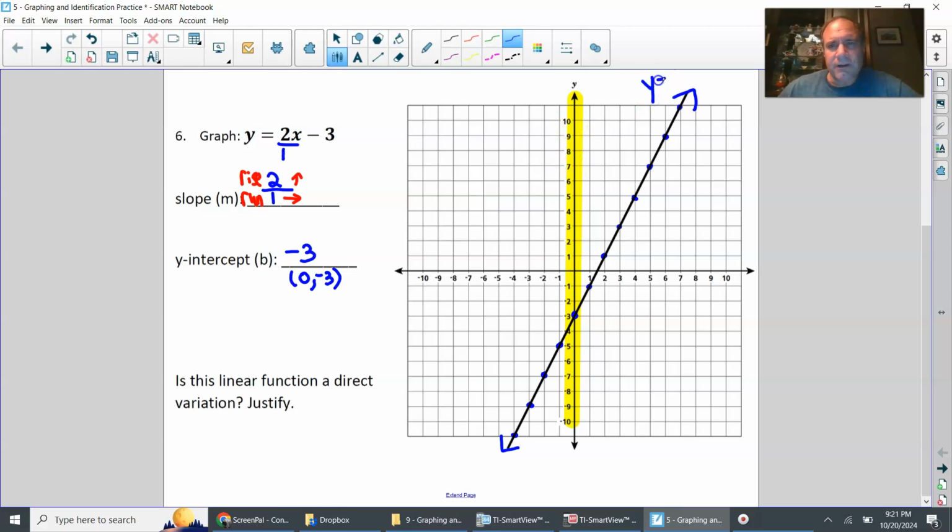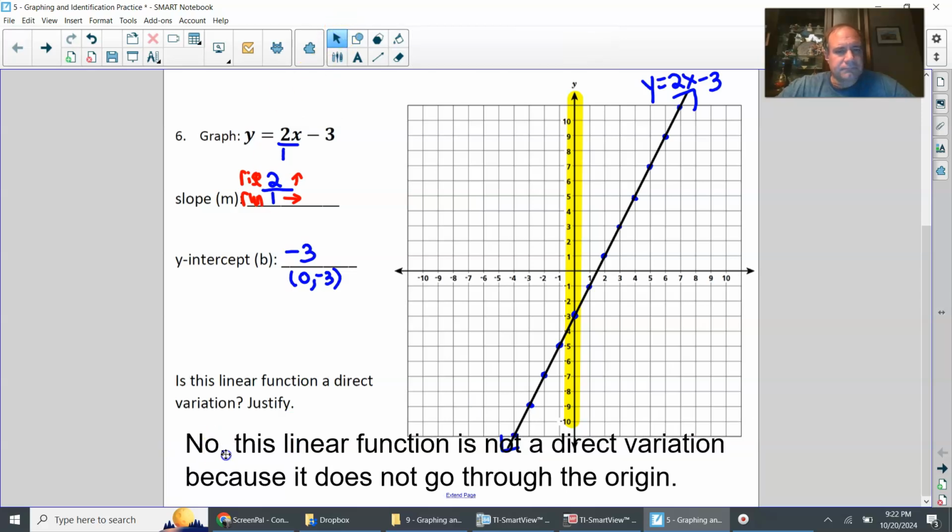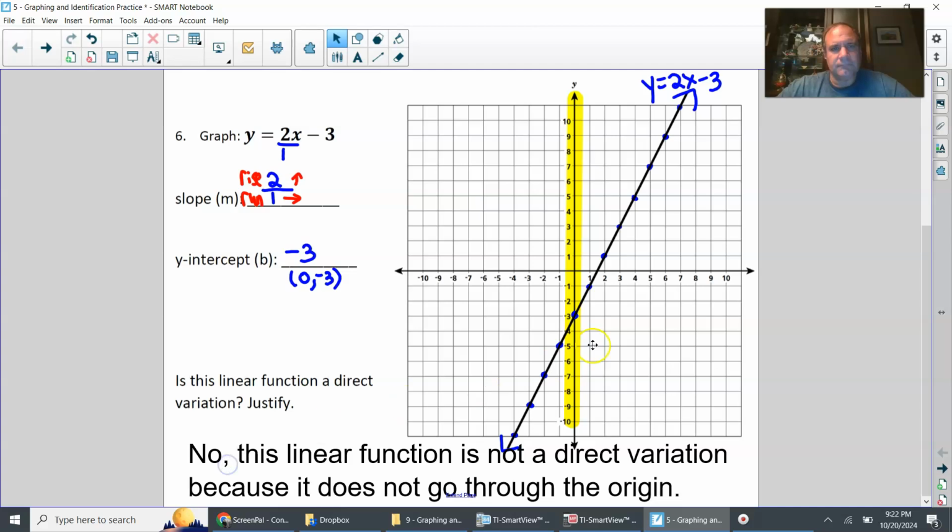Remember to put your equation y equals 2x minus 3 by either the top or the bottom of the graph. This way you keep it off the graph. And this asks you, is this a direct variation? No, it is not a direct variation because it does not go through the origin. And that is how you justify it. And that's how you graph that line.